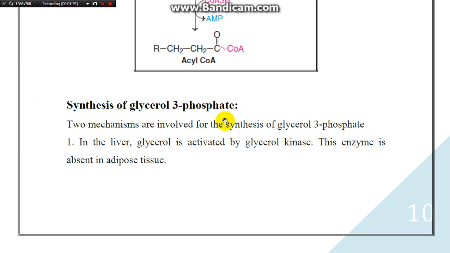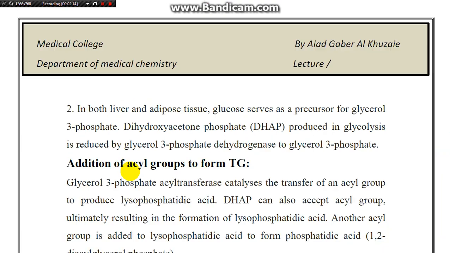Synthesis of glycerol 3-phosphate. Two mechanisms are involved for the synthesis of the glycerol 3-phosphate. In the liver, glycerol is activated by the glycerol kinase. This enzyme is absent in the adipose tissue. So glycerol 3-phosphate is formed in the liver from glycerol, activated by the enzyme called glycerol kinase, which is absent in adipose tissue.